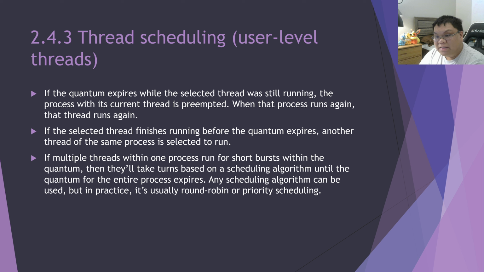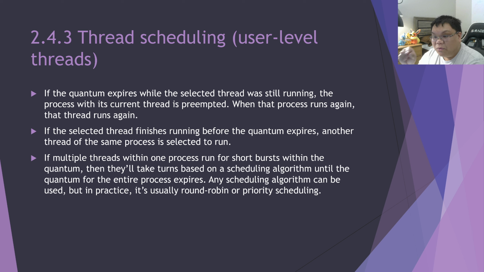If the selected thread finishes running before the quantum expires, another thread of the same process is selected to run. So we have those 3 threads, and the process runs for 10 milliseconds at a time. Thread 1 runs for 3 milliseconds, its time is up. Or actually no, it finished already. Thread 2 runs next, thread 3 runs after that. So if the selected thread finishes running before the quantum expires, we simply choose another thread to run.